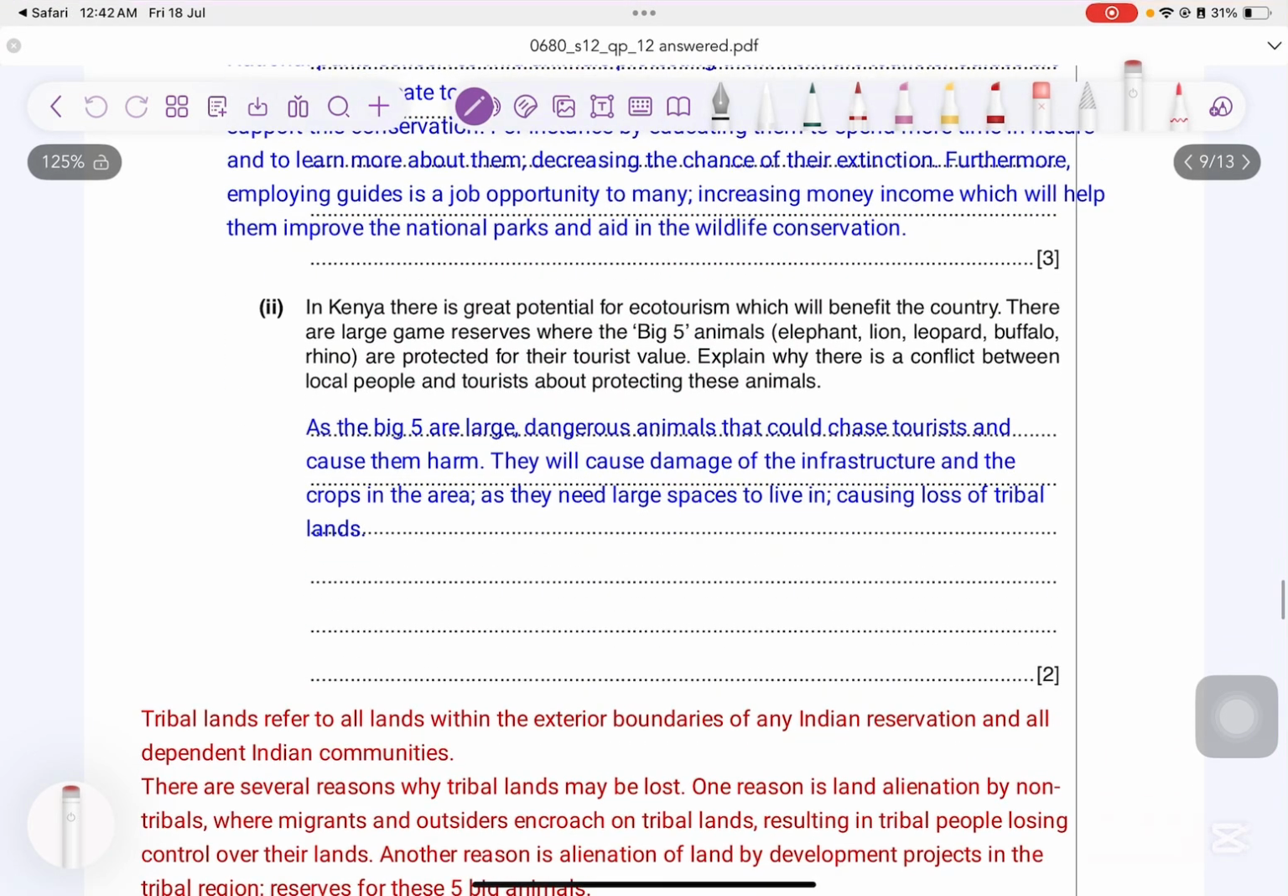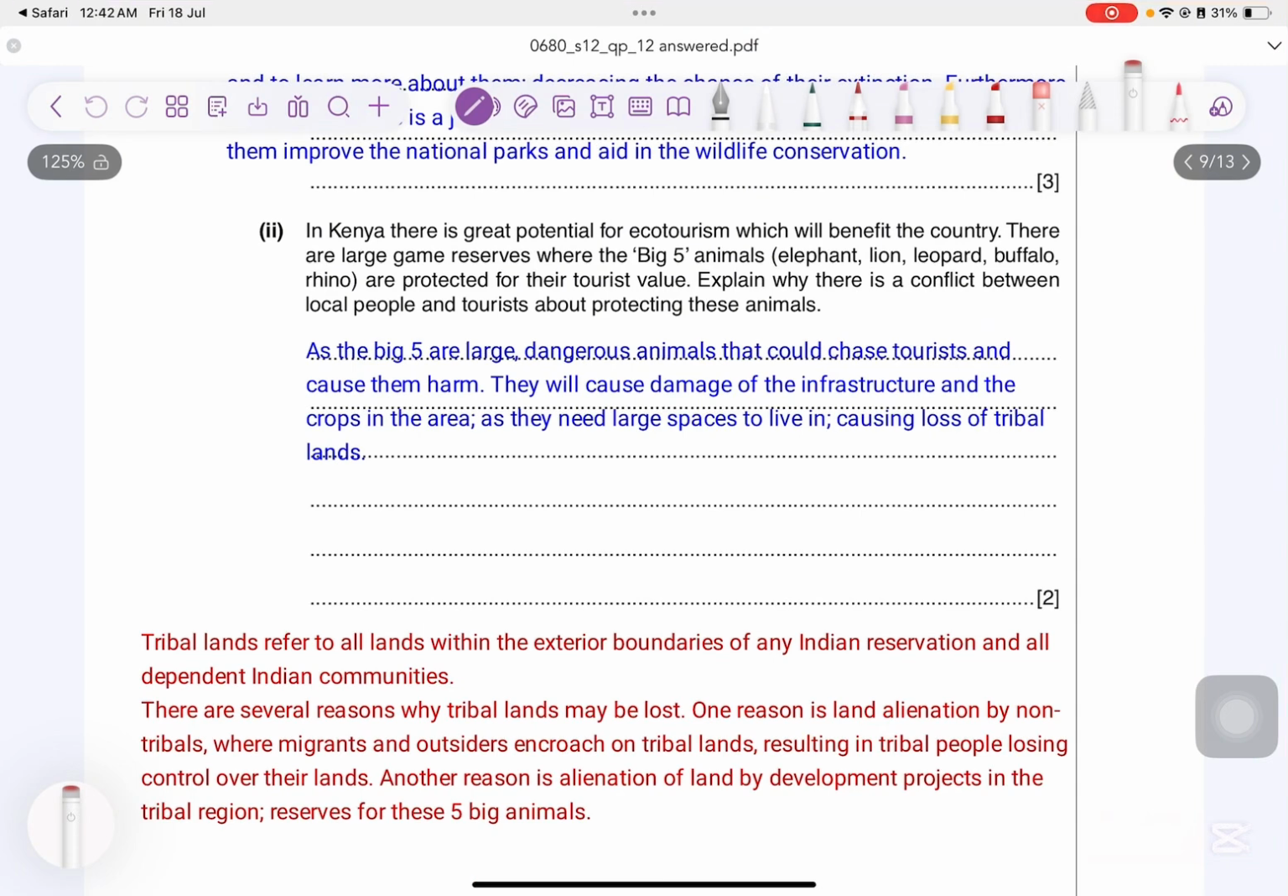In Kenya, there is great potential for ecotourism, which will benefit the country. There are large game reserves where the big five animals, the elephant, lion, leopard, buffalo, and rhino, are protected for their tourist value. Explain why there is a conflict between local people and tourists about protecting these animals. The big five are large, dangerous animals, and there's a risk that they could break free and chase the tourists and cause them harm.